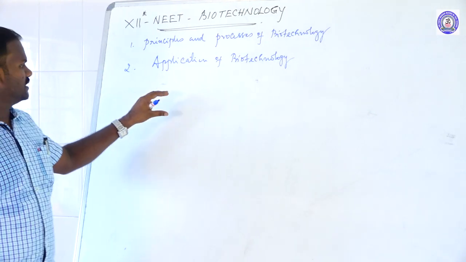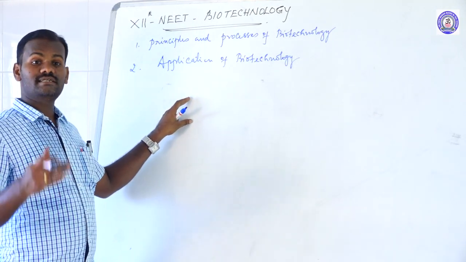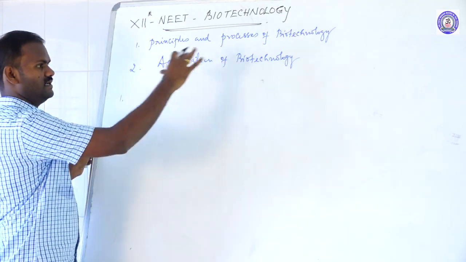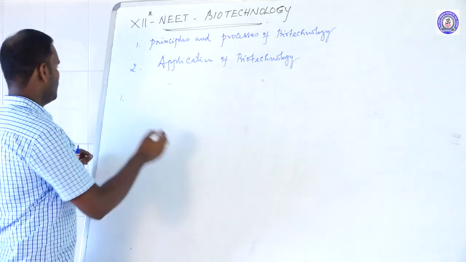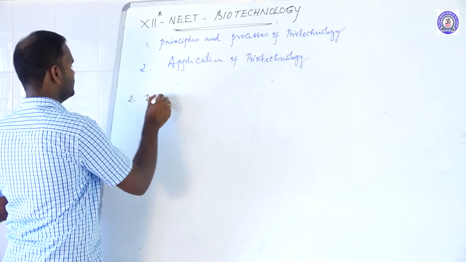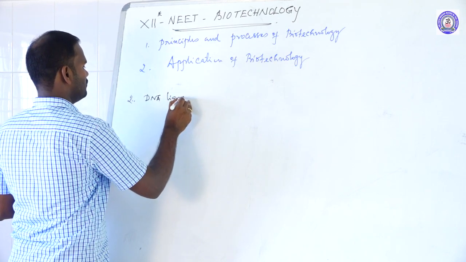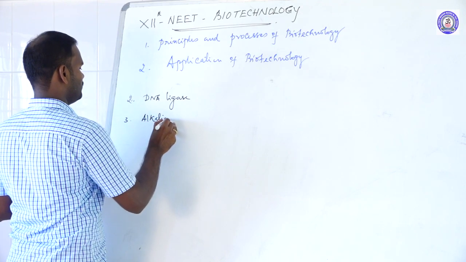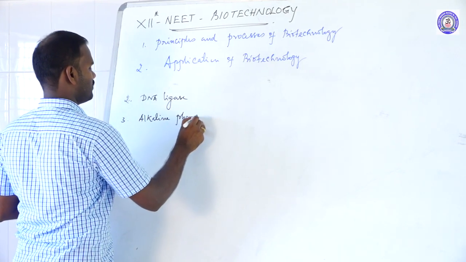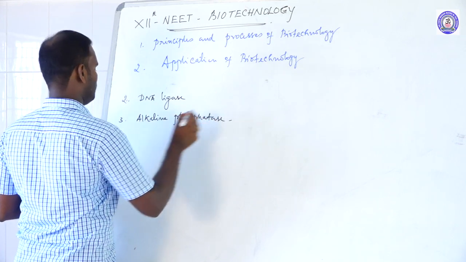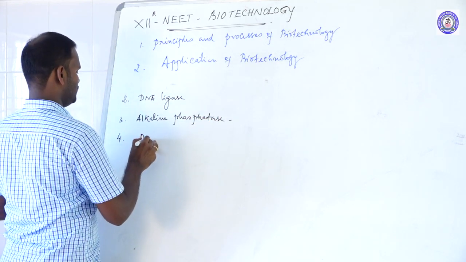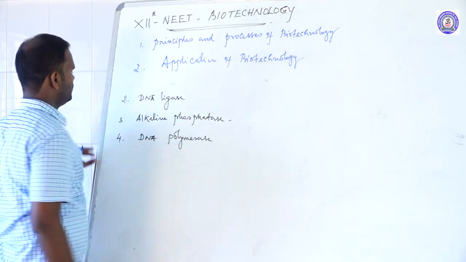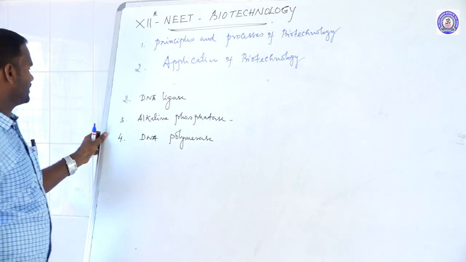Before we discuss agarose gel electrophoresis, certain other enzymes are also involved in recombinant DNA technology. The first enzyme we already discussed, that is the restriction endonuclease. Second, DNA ligase. Third, alkaline phosphatase. Fourth, DNA polymerase. These enzymes are also involved in recombinant DNA technology.